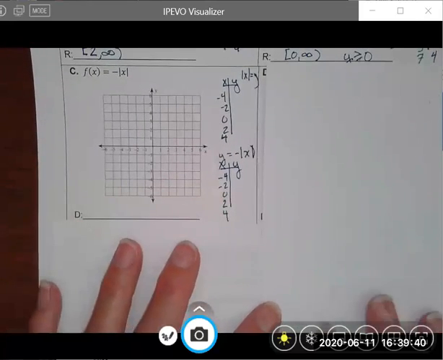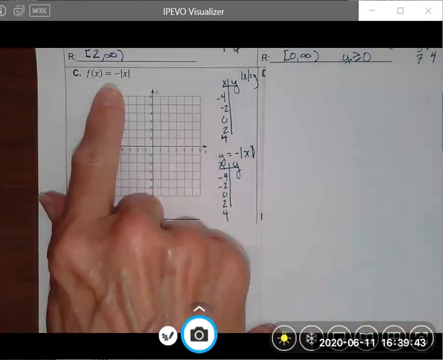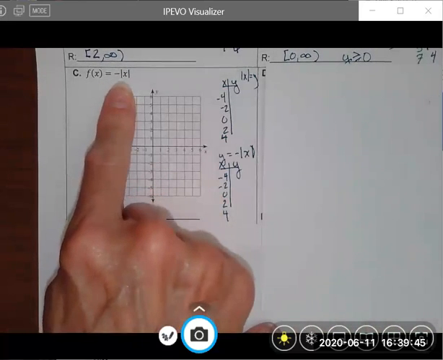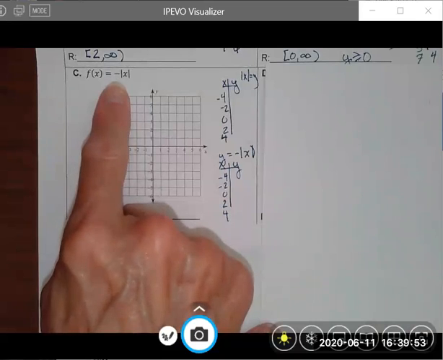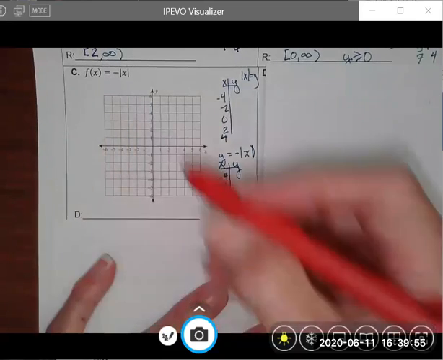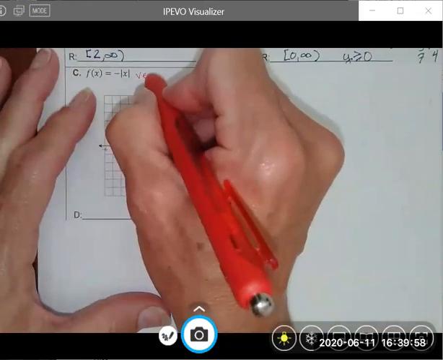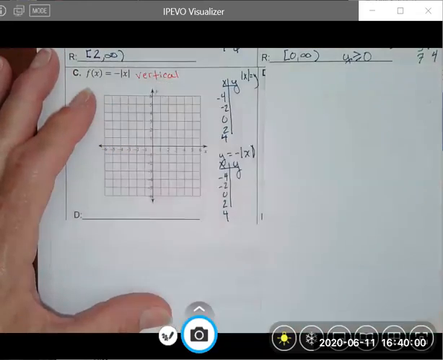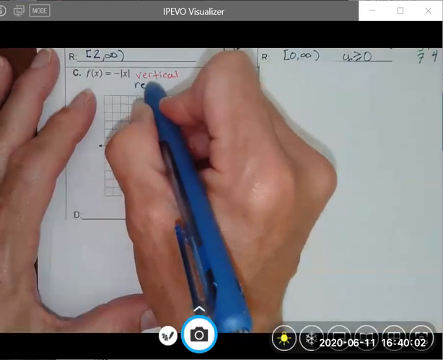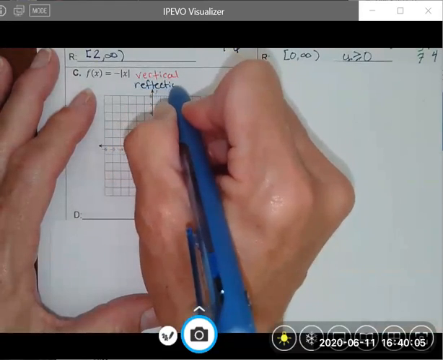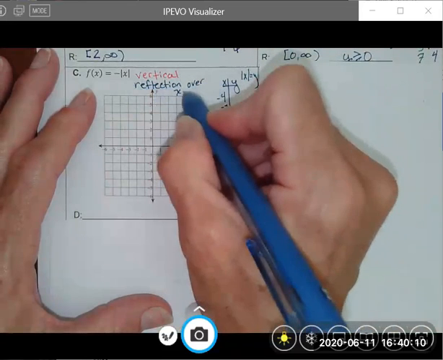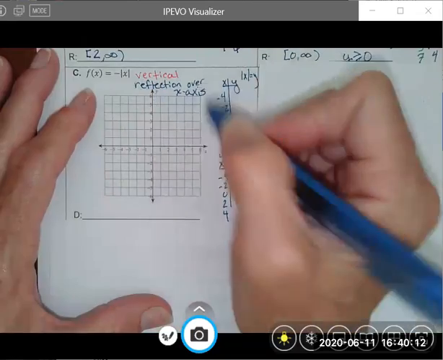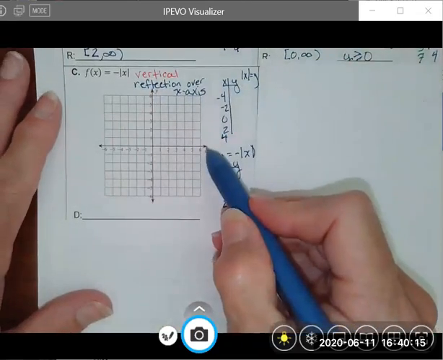In example C, we notice that it's an absolute value function again, but now I have a negative in front of it. So what I'm essentially doing is multiplying all the y values of this function by -1. That makes this a vertical because it's outside, and it's a reflection. It's a vertical reflection, and because it's vertical, it's over the x-axis. So I'm going to flip over the x-axis.